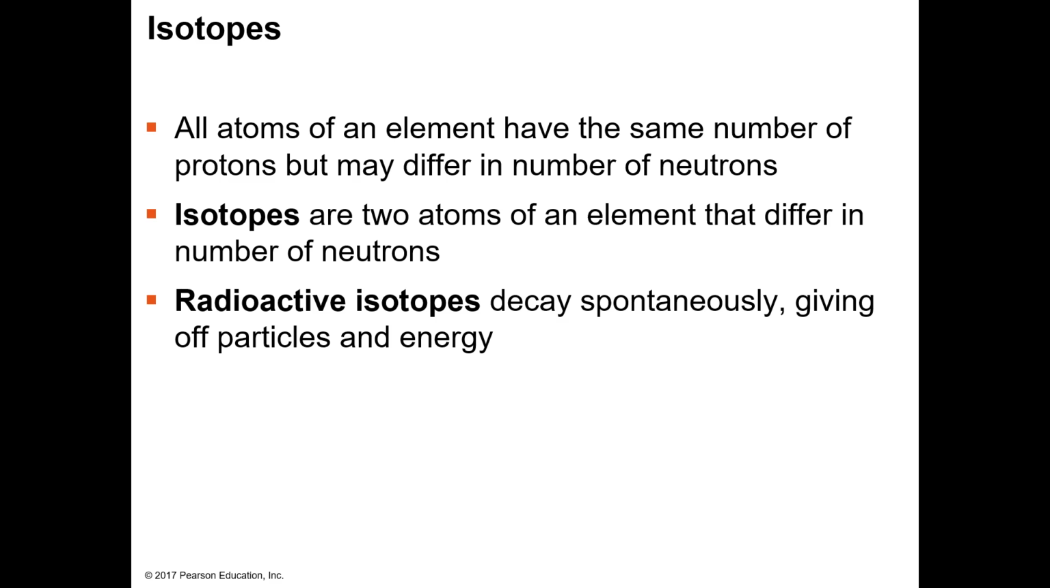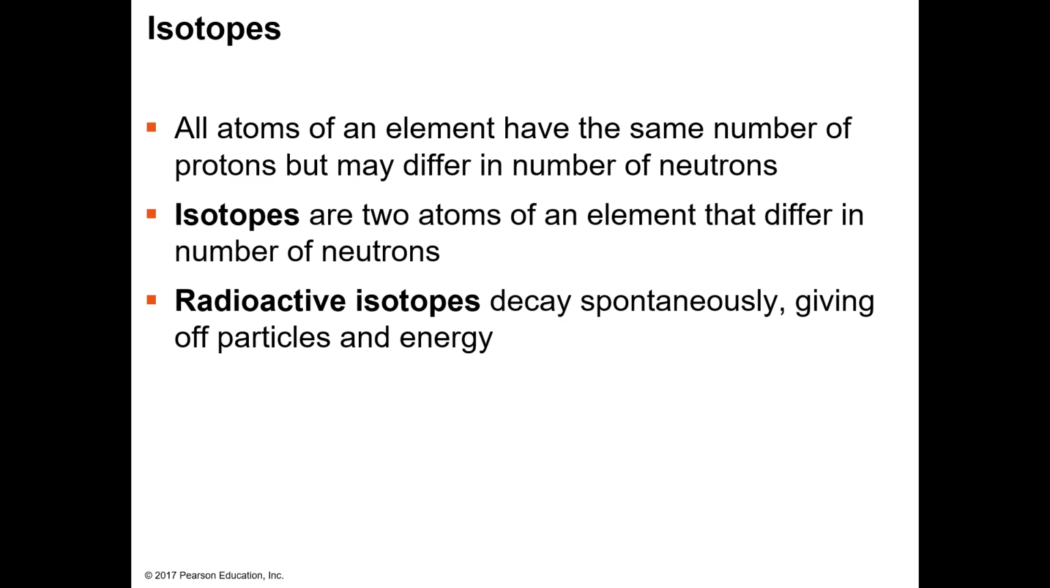So if you look at helium, for instance, all helium atoms are going to have 2 protons. That's what defines it. That's what makes it be called a helium atom. Now, if you change the number of neutrons, you can do that. That is still going to be helium as long as it has 2 protons, but we call that now an isotope. Isotopes are 2 atoms of an element that differ in the number of neutrons they have.